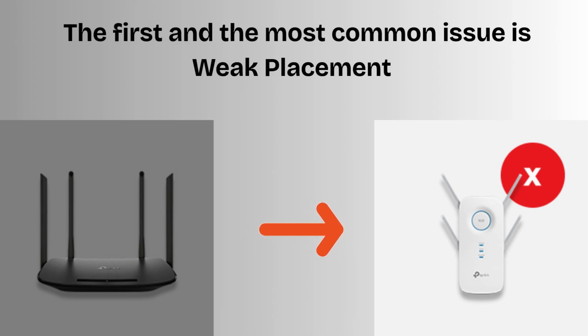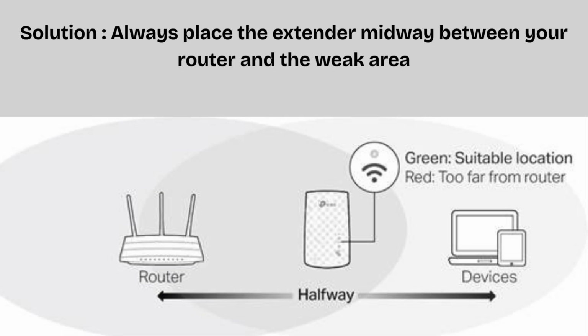The first and the most common issue is weak placement. Many users place the extender in the dead zone where there is almost no Wi-Fi signal. In this case, the extender cannot pick up a strong enough connection to rebroadcast. And its simple solution is always place the extender midway between your router and the weak area. Make sure the extender still receives at least 2 to 3 signal bars from the router.